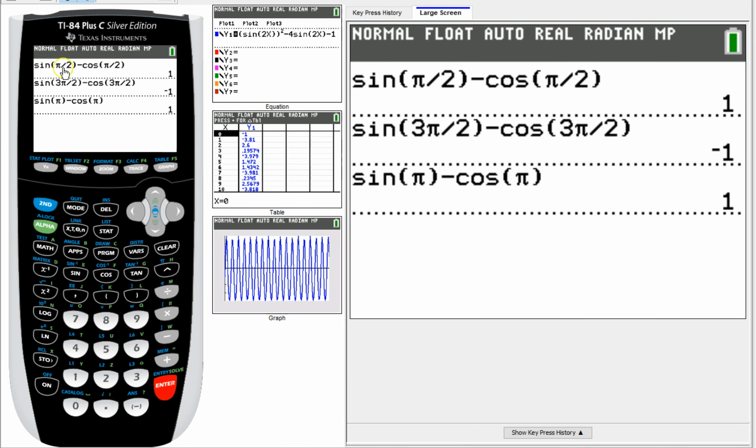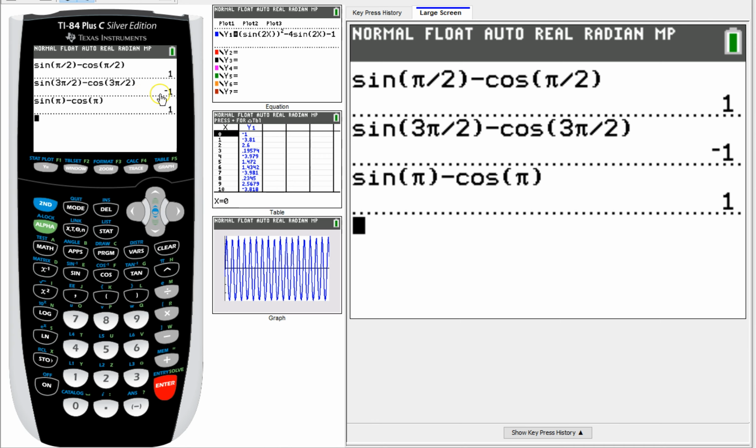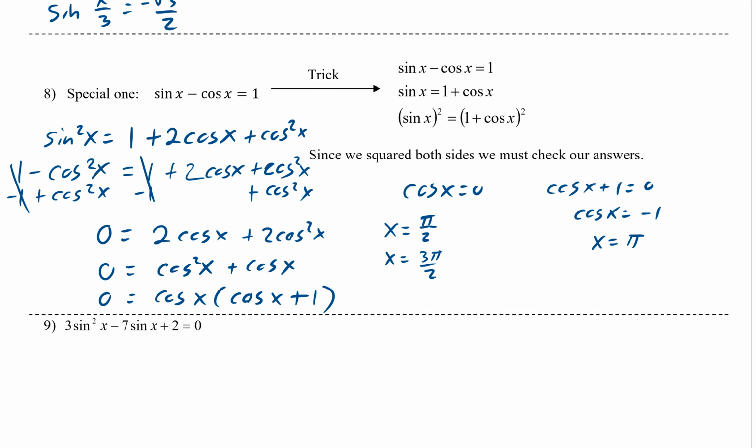So plugging them in the graphing calculator, you can see that that equals 1, negative 1, and 1. So when we look here, we need it to equal 1. So this is a false solution, and it's because it's making negative 1. If you square negative 1, it becomes positive, right? So we cross that one off, or let's just erase it.